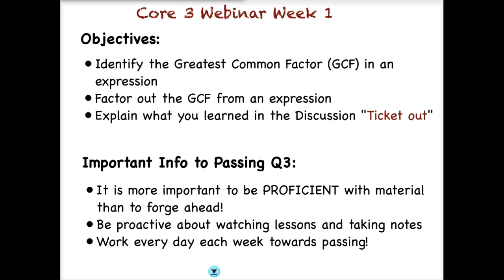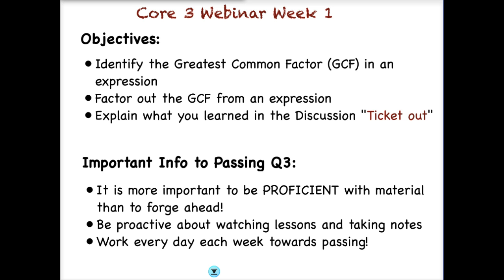Okay, so our objectives today, you guys: we are going to identify the greatest common factor in an expression. And a lot of you guys have already done the first assignment. You guys are awesome, totally going to be caught up. We're going to factor out the GCF from an expression. And then for your ticket out, all you're going to do is describe what we did, describe what a GCF is, and you're good to go. So we don't have too much going on today.